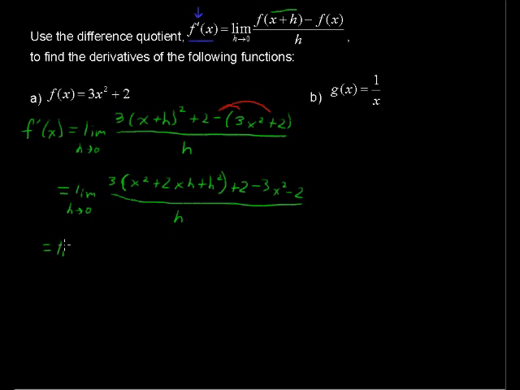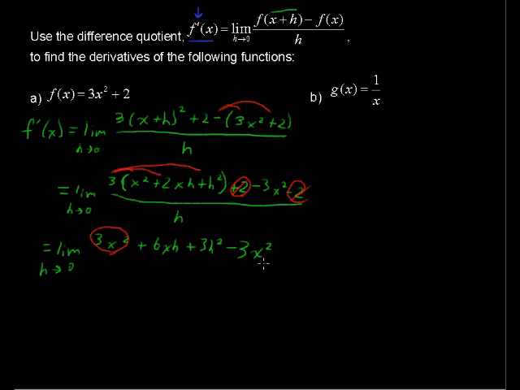equals the next line, the limit as h approaches 0 of 3x squared plus 6xh. Notice here what I'm doing here. I'm just distributing the 3 plus 3h squared. Hey, look at this. We've got a plus 2 and a minus 2. So let's not even bother writing that again. And minus 3x squared. And look what's going to happen here. We've got a 3x squared and a negative 3x squared, and those will cancel out. So let's remember that this is all over h.